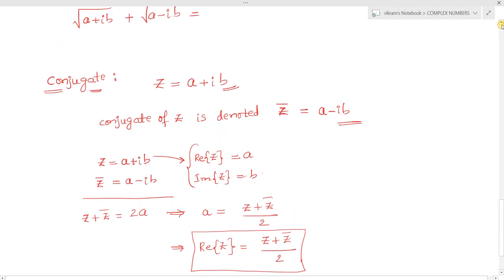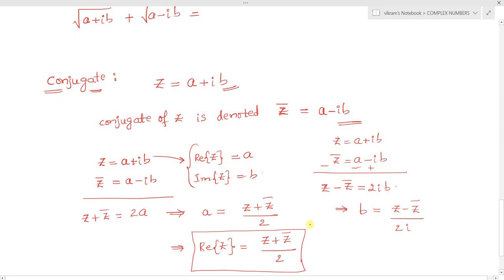Okay, now how to find out the imaginary part? Simply subtract. Now z equals a plus ib and z conjugate equals a minus ib. Just subtract these two, then what will we get? Minus minus, over here it is plus, so we can write it as z minus z conjugate equals 2 times ib. So from this, b can be written as z minus z conjugate by 2i.